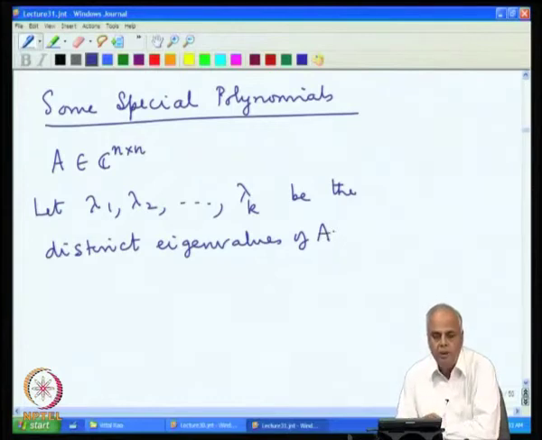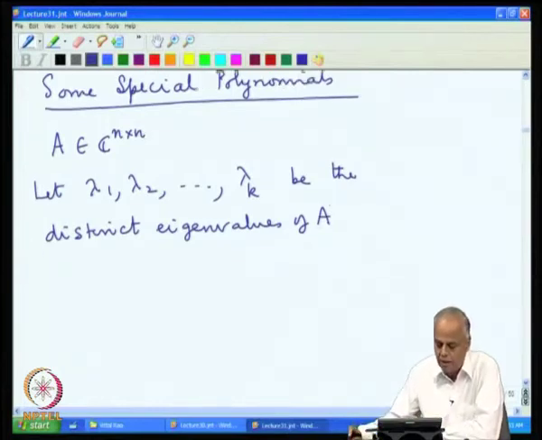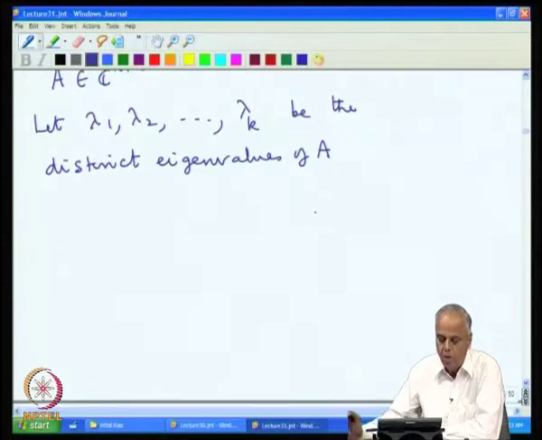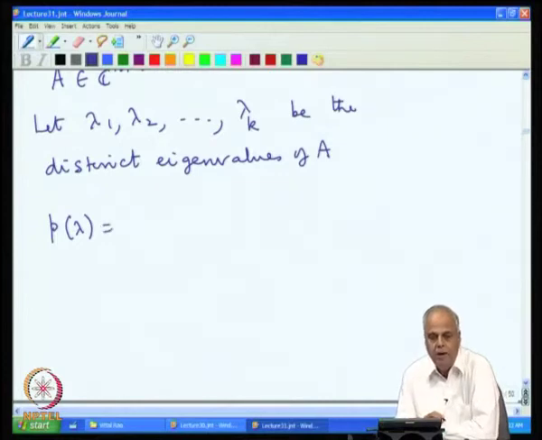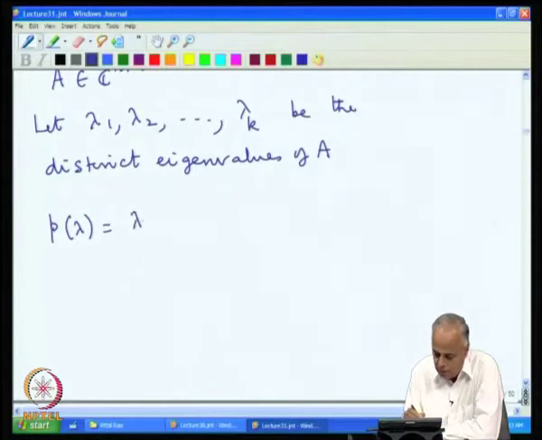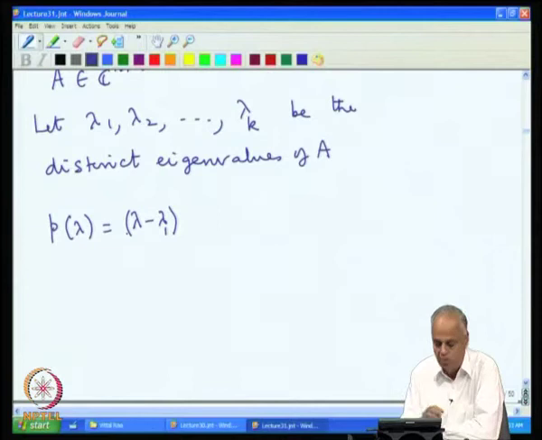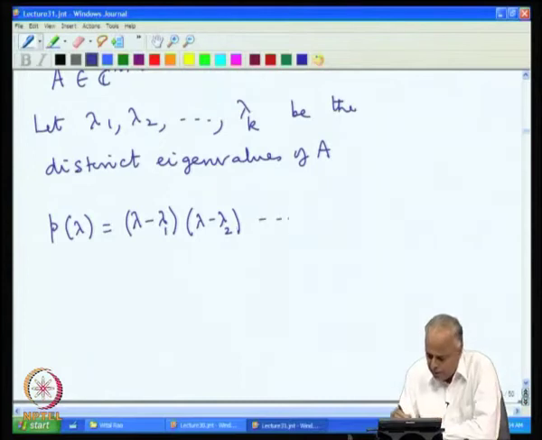Okay. That means these are the distinct roots of the characteristic polynomial. Now, consider this polynomial p lambda, which vanishes at all these points lambda 1, lambda 2, lambda k. So, it has a root lambda 1. So, lambda minus lambda 1 must be a factor. It vanishes at lambda 2. So, lambda minus lambda 2 is a factor, lambda minus lambda k.